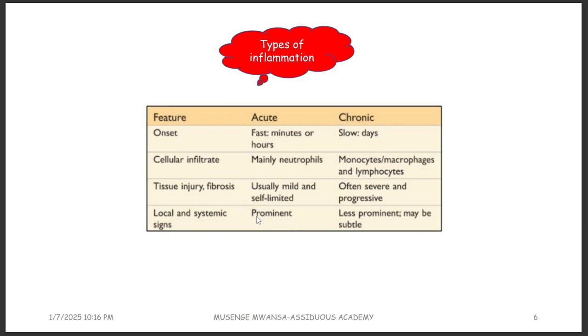The systemic signs are very prominent. Acute conditions are bad. Like for example, asthma. Asthma is acute, so it will just happen like that. Bush, it attacks you. So the local and systemic signs are very prominent. While for chronic inflammation, because it's there for a long period of time, it's like you have adapted. You've now known it. You've now gotten used to it. So the systemic and local signs are less prominent.